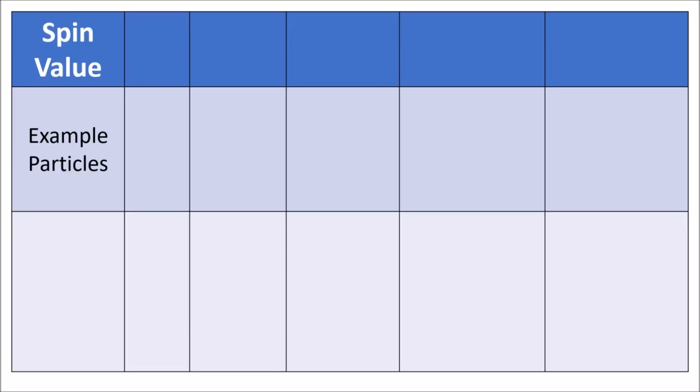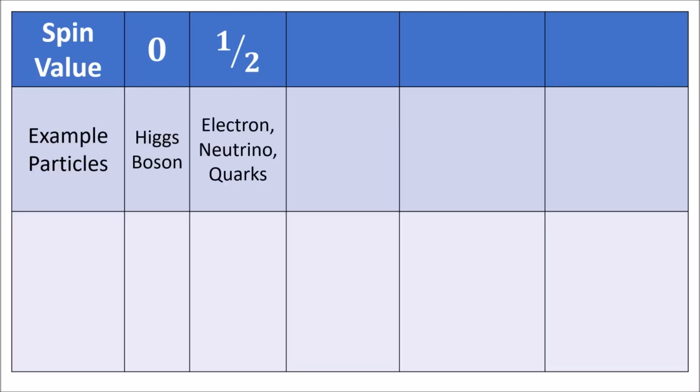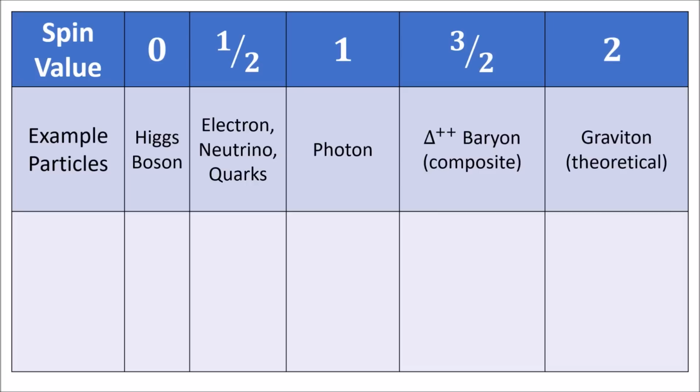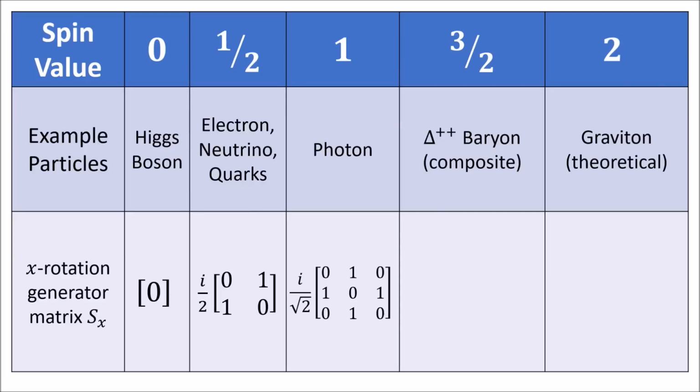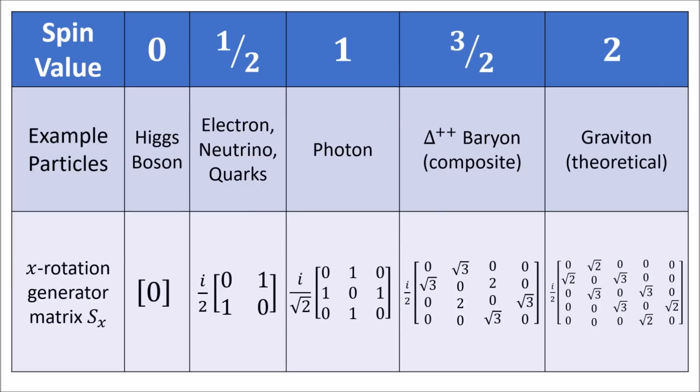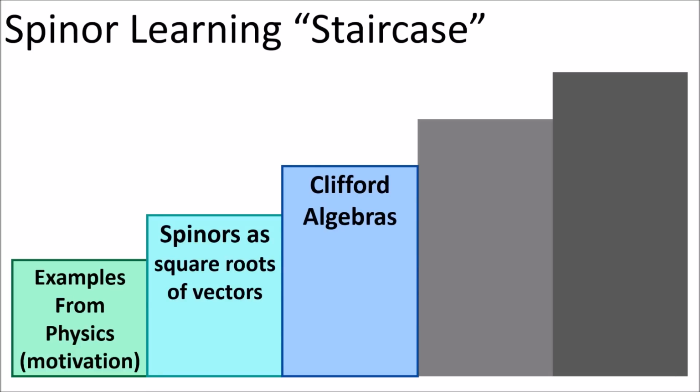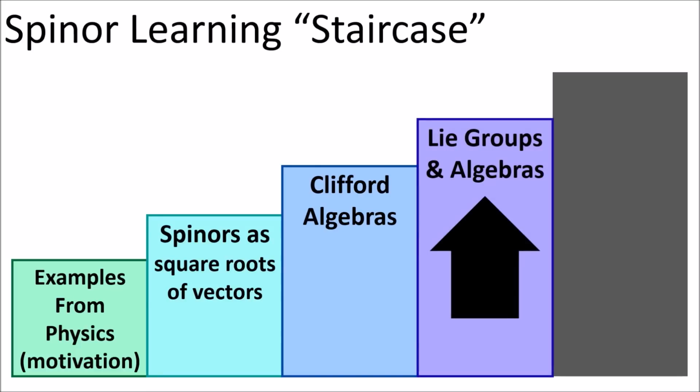In particle physics, each type of particle has its own spin value, with all known fundamental particles being either spin 0, spin 1/2, or spin 1. Composite particles can have higher spin, like spin 3/2, and the theoretical graviton has spin 2. Any theory of quantum mechanics that incorporates relativity will require us to understand how different particle types transform under a change of reference frame. To understand this, we need to learn the theory of Lie groups and Lie algebras.